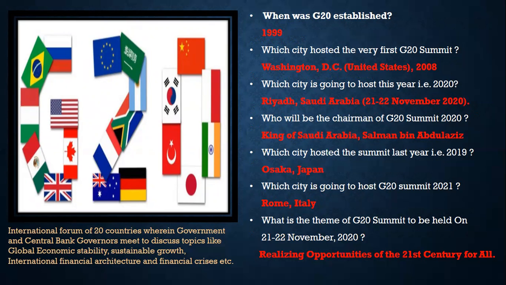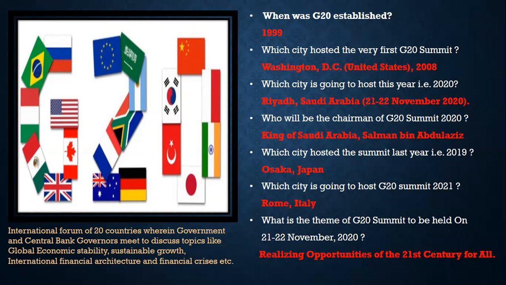Which city hosted the very first G20 summit? The answer is Washington, D.C., United States. In 2008, Washington, D.C. hosted the very first G20 summit. Now, which city is going to host the G20 summit this year, that is in 2020? As I have already said, Riyadh, the capital of Saudi Arabia, is going to host the 2020 G20 summit on 21st and 22nd November. Who will be the chairman of that summit? The answer is the King of Saudi Arabia, that is Salman bin Abdulaziz Al Saud.